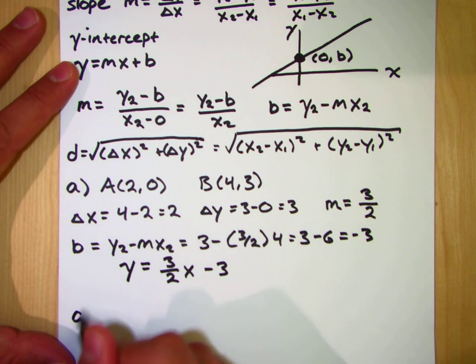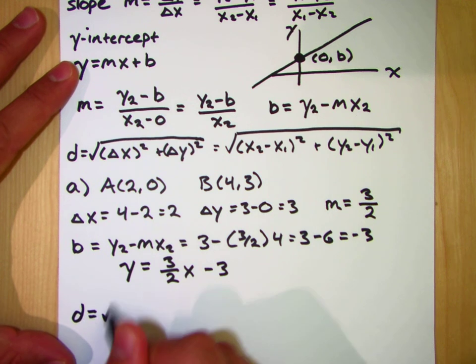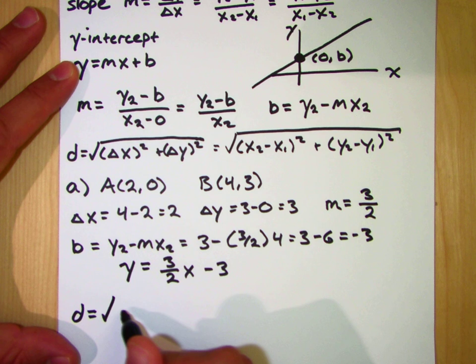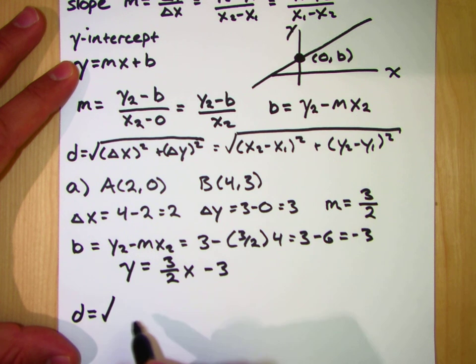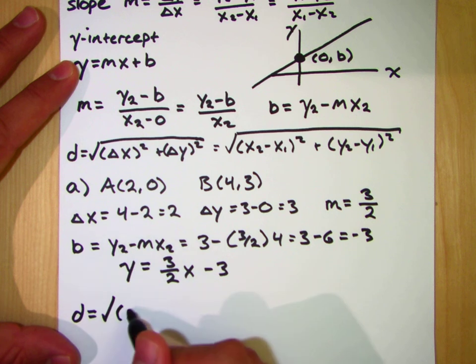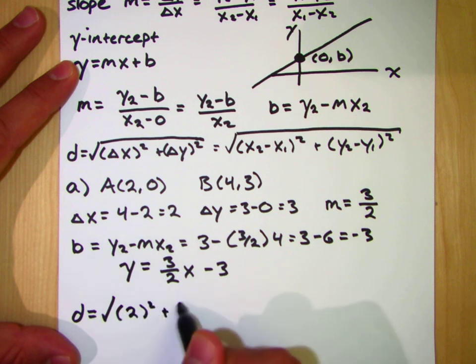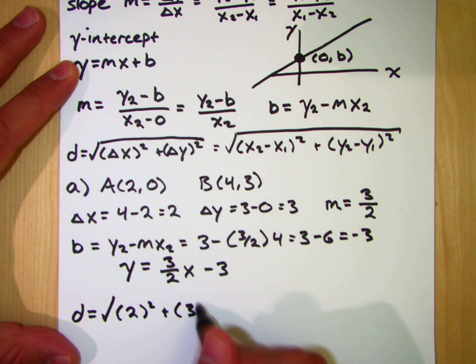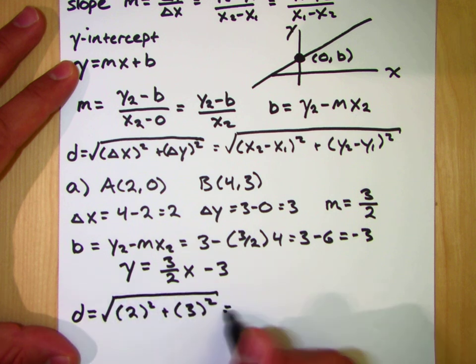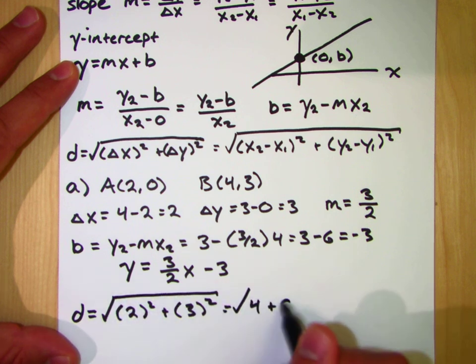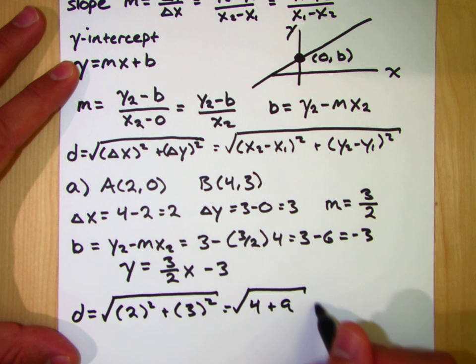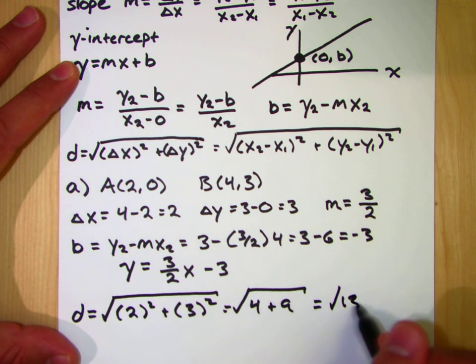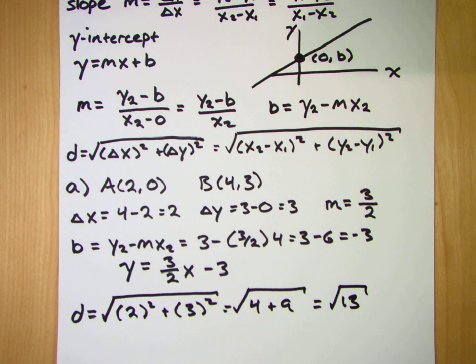And then finally, the distance between these 2 points is going to be equal to the square root of delta x squared plus delta y squared. So delta x is just equal to 2, and delta y is equal to 3. So this is the square root of 4 plus 9. So this is equal to the square root of 13. And for accuracy, I would just leave it like that. I wouldn't turn that into a decimal. I would just leave it as the square root of 13.